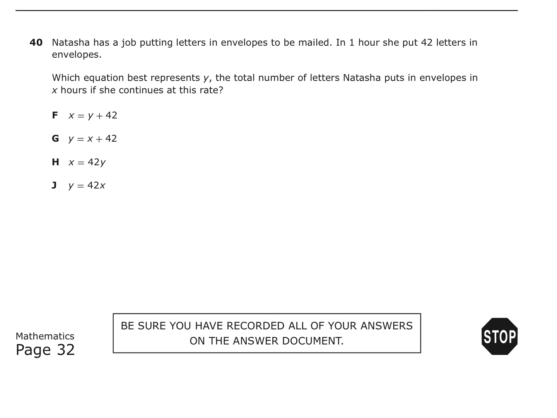We've reached the last problem, number 40 on this test. And so this is the third part in the 3-part series. So part 3, number 40, that means there's 40 problems on the 7th grade test. And so it says Natasha has a job putting letters in envelopes to be mailed. In 1 hour, she put 42 letters in envelopes. So 42 letters per 1 hour. So that's her rate. And her rate is 42 per hour.